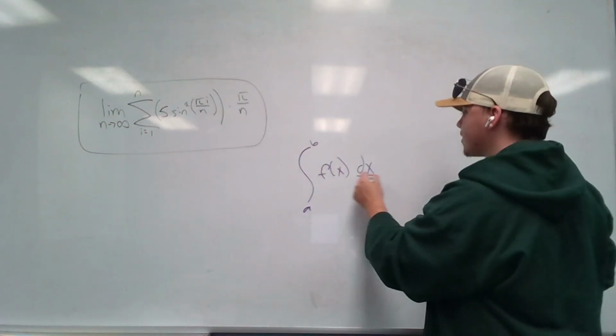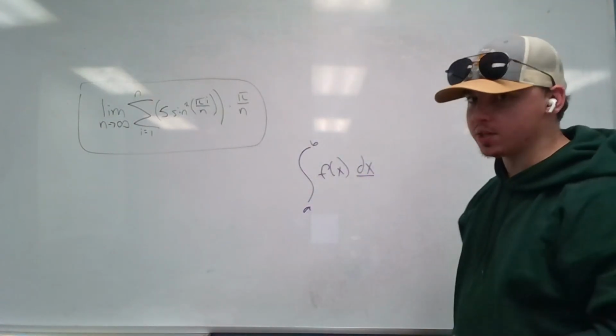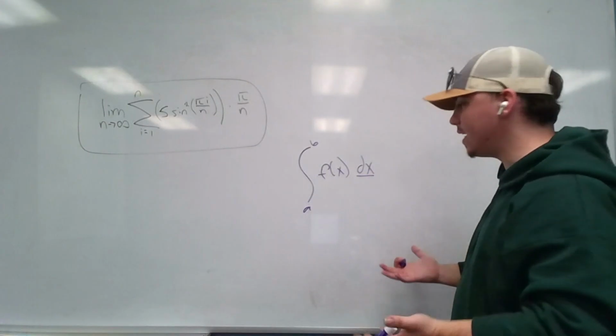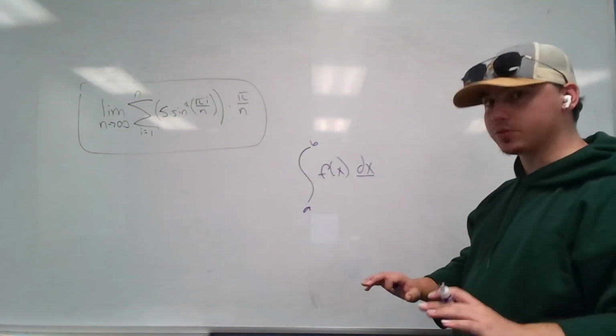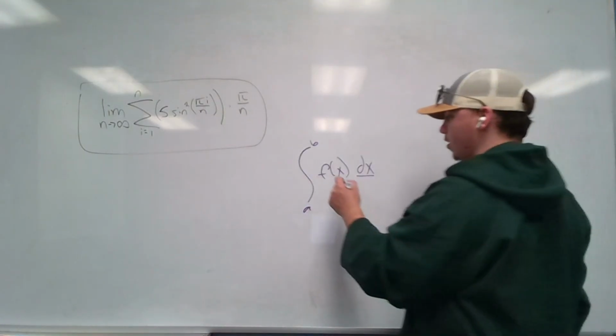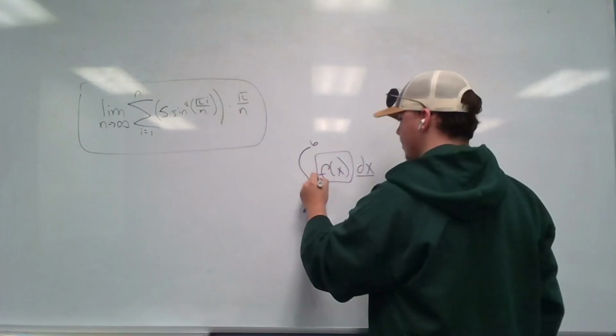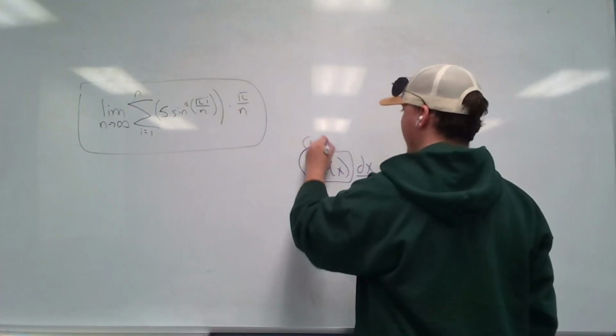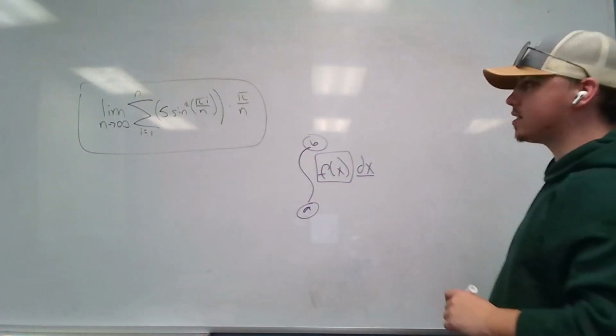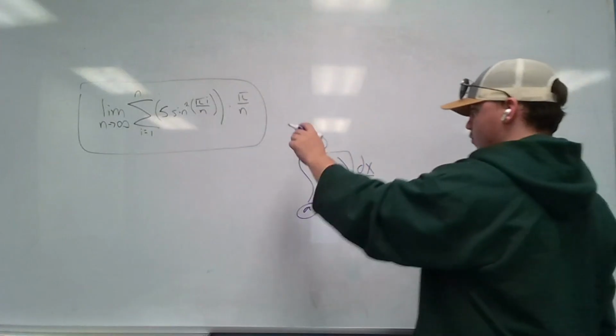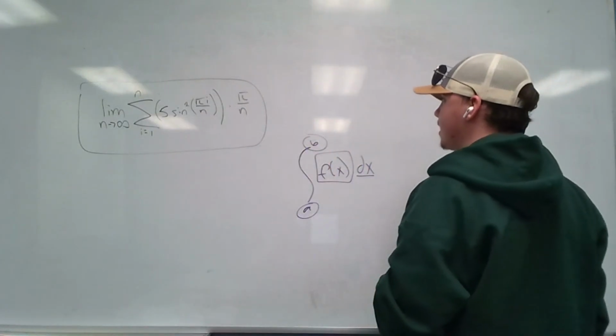The dx is just part of the notation. You don't have to worry about what dx means, it's just there. Don't stress. The important part is f of x and a and b. It's a simplified way to say that's what we're doing.